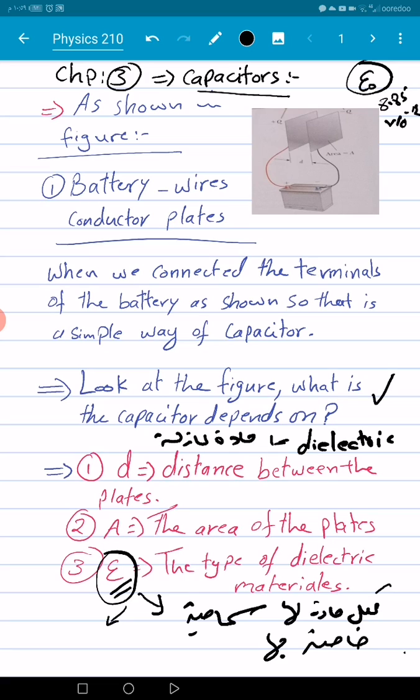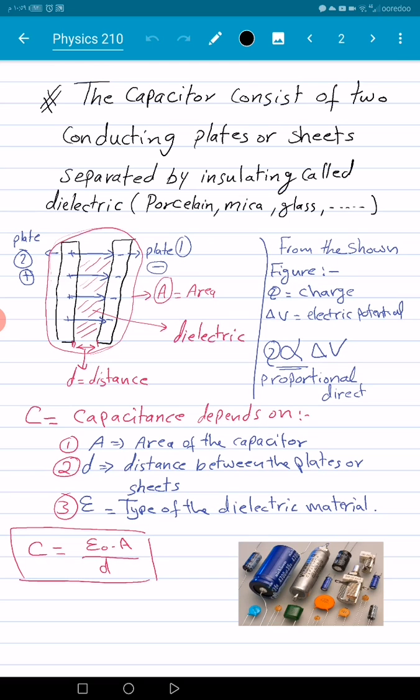That is the first slide. I go to the second slide. The definition of the capacitor: it is two conductor plates or sheets separated by the insulating material. So now we discussed the insulating material, called dielectric.